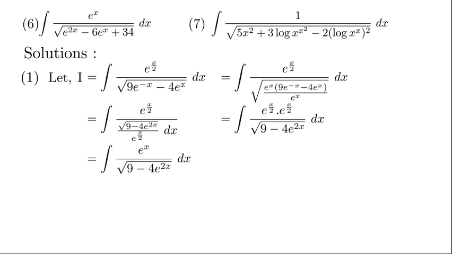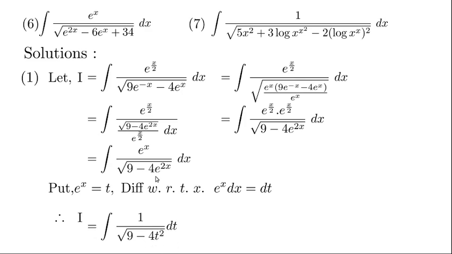And now we have e raised to x, which is the derivative of e raised to x. So we put e raised to x equal to t. So e raised to x dx equal to dt. So the problem changes to integration of 1 upon root of 9 minus 4t square dt.